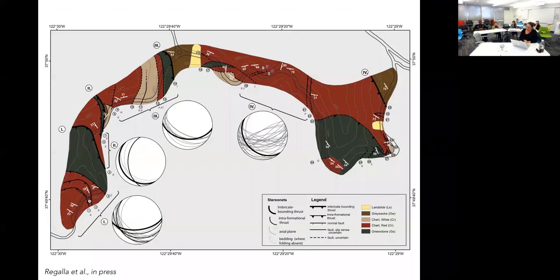It's not huge, but it crosses a couple of imbricate thrusts. There's big sections of chert in there, some repeated sections of chert, which is in red. There's the greenstone basalt, which is in green, and then we have white chert, which is in a beige color, and then we have the dark brown, which is clastic sediments.